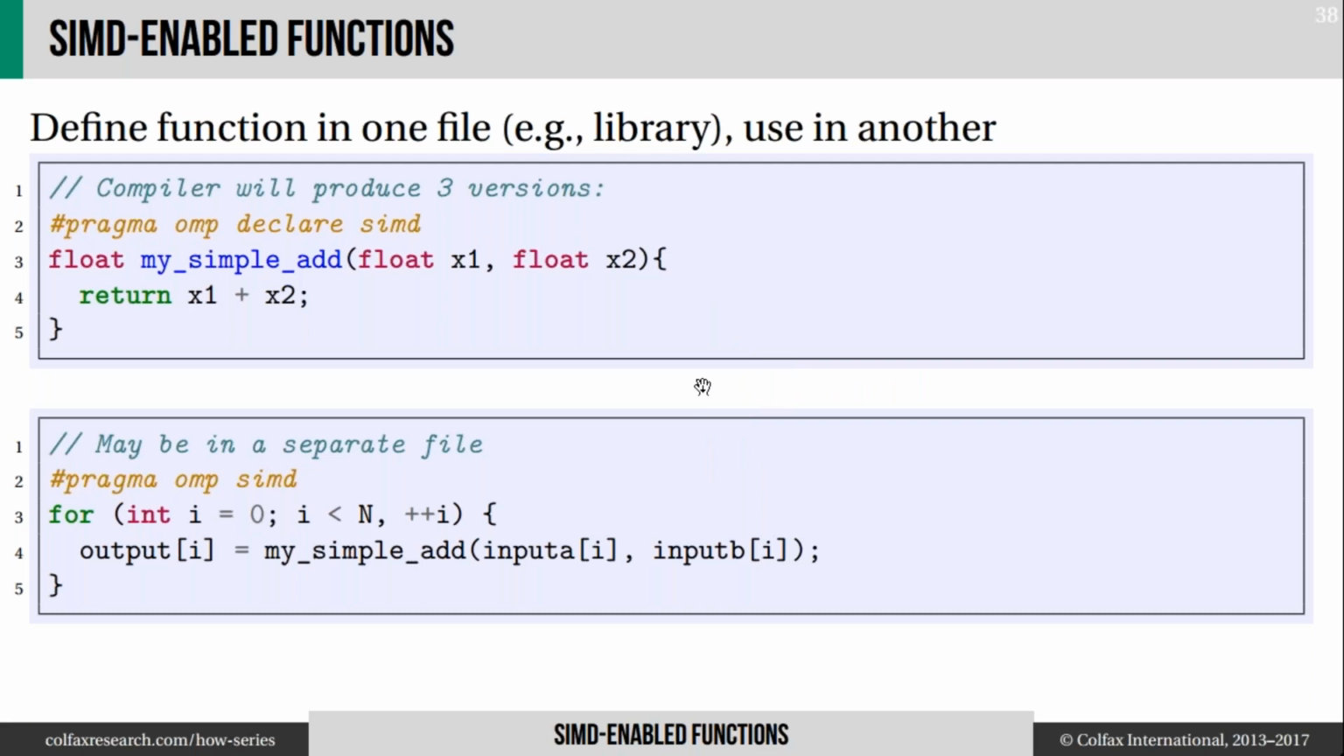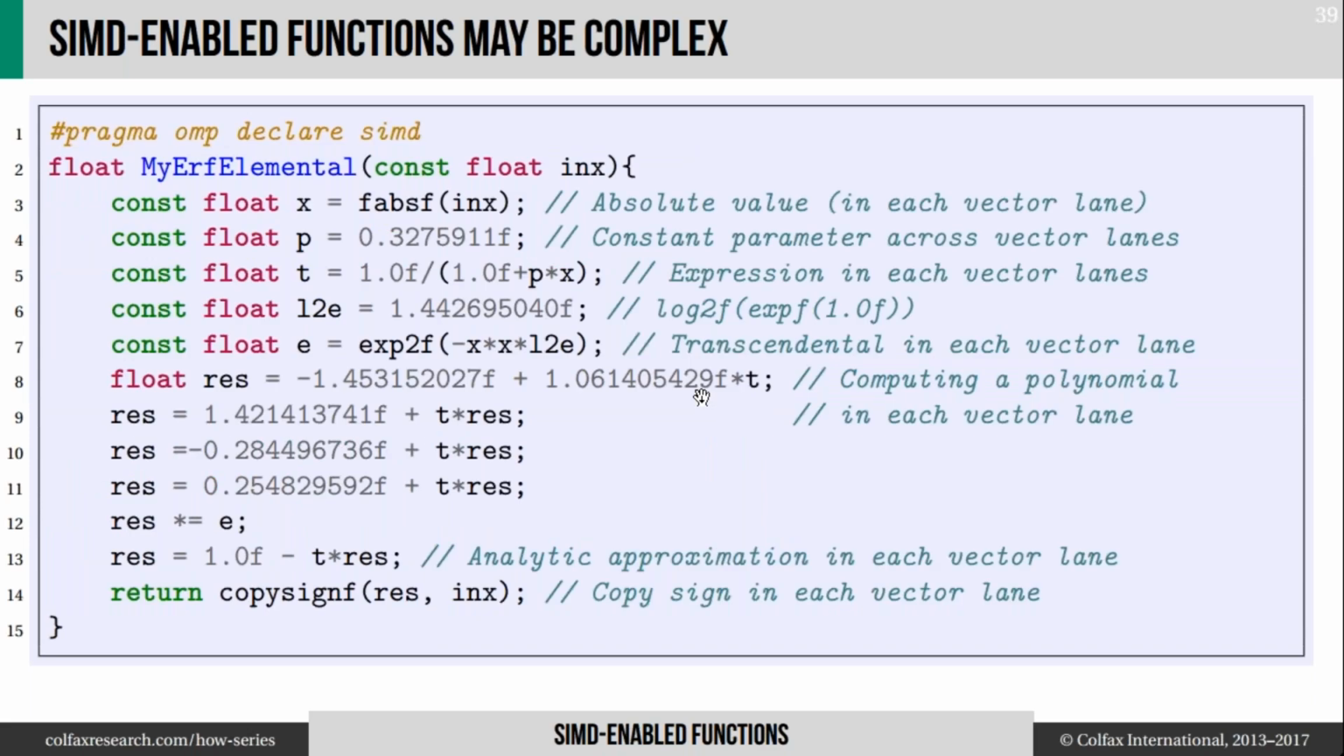SIMD-enabled functions help here. And just like array notation and auto-vectorized loops, SIMD-enabled functions are not limited to A plus B. They may be quite complex. This is from another paper where we demonstrate SIMD-enabled functions using as an example error function calculation using an analytical approximation.